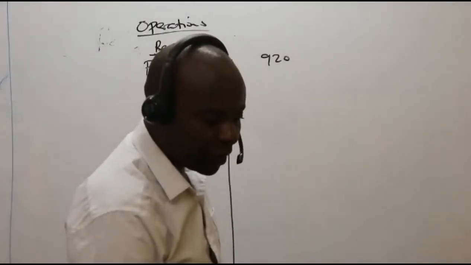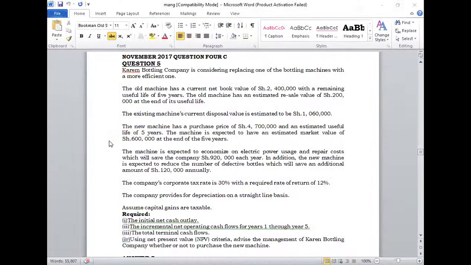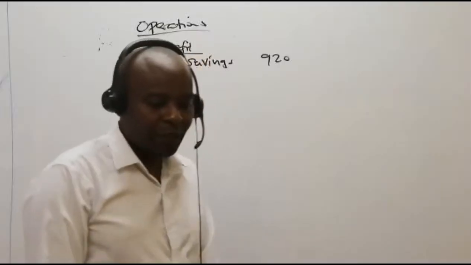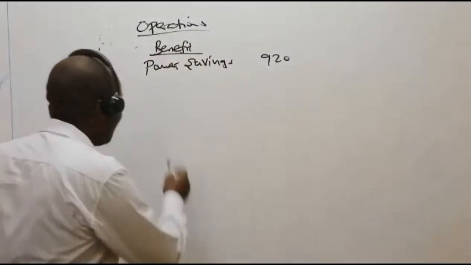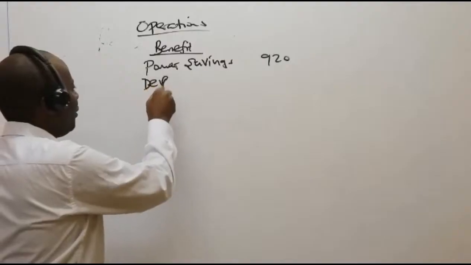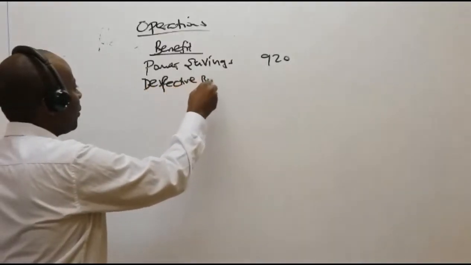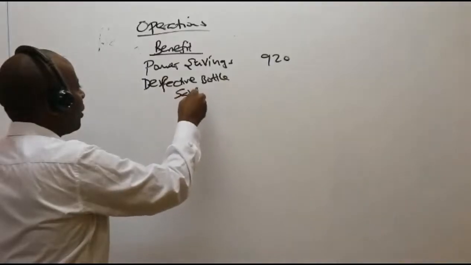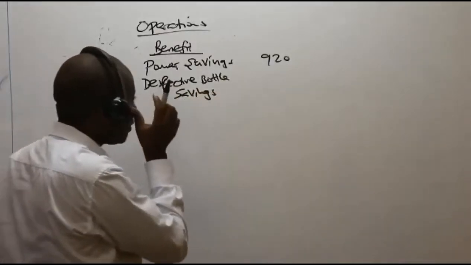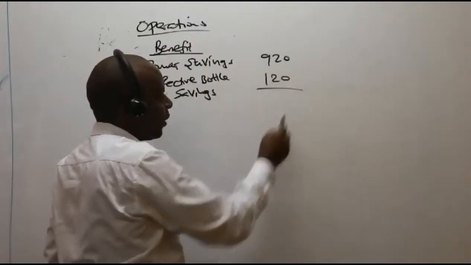So ladies and gentlemen, after that, what else? In addition, the new machine is expected to reduce the number of defective bottles, which will save an additional amount of 120,000. So 120. We have here defective bottle savings, and they're giving us a total of 120.